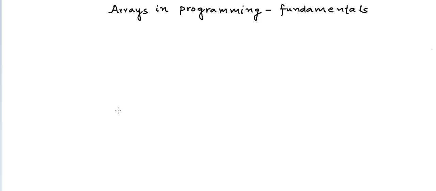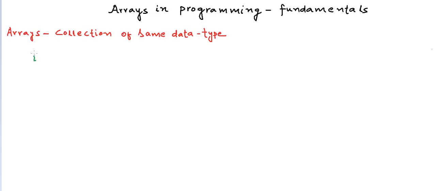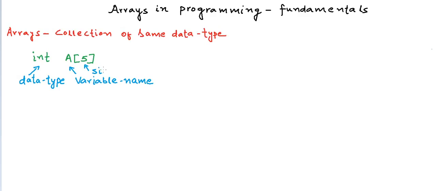We define an array as a collection or a systematic arrangement of objects of the same data type. And a typical definition or declaration of an array would look something like this. So an array definition will have a data type. In this case, we have an array of integers, and then we will have the variable name, and we will also have the size of the array.